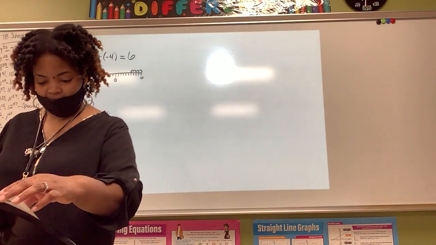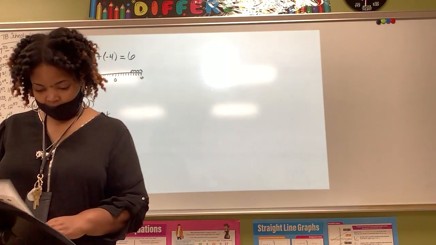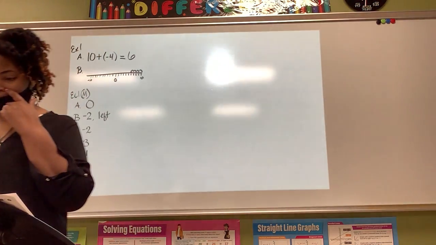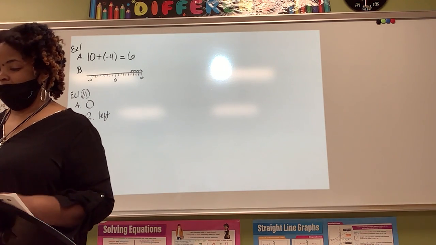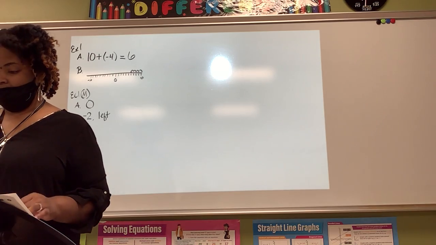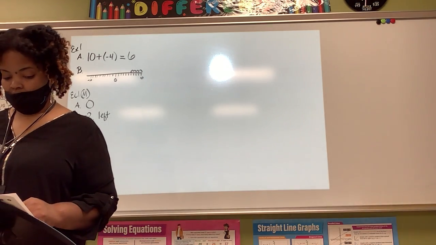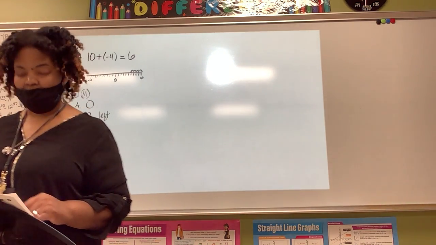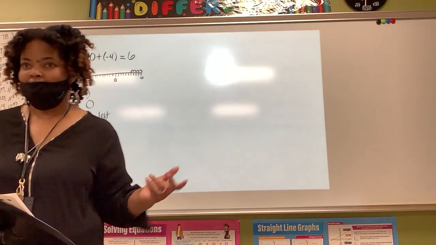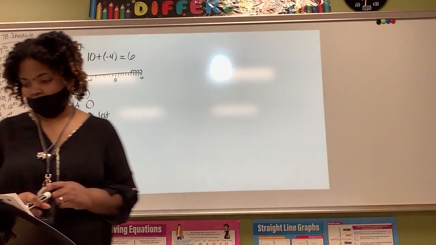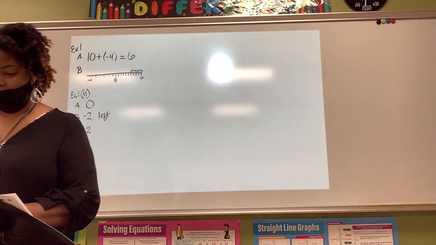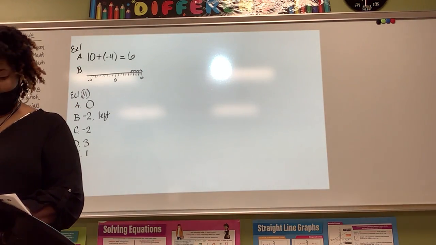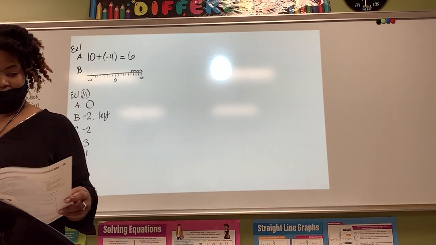All right, so let's look at F. F says, circle the number at which the second arrow ends to indicate the ending value. What number are we circling on this number line? 1. Please do so. Y'all see just how easy this lesson is? I know, it's easy.